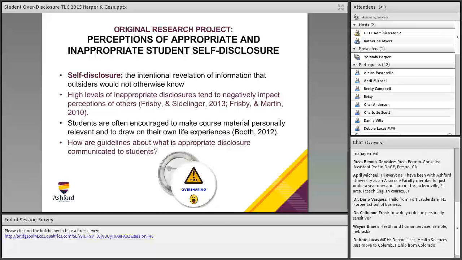And to many, this encourages a certain level of self-disclosure. And without explicit guidelines from the instructor, some students may disclose information that their classmates or their instructors find too personal and inappropriate for a college class.